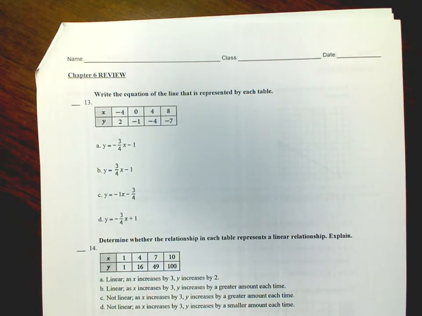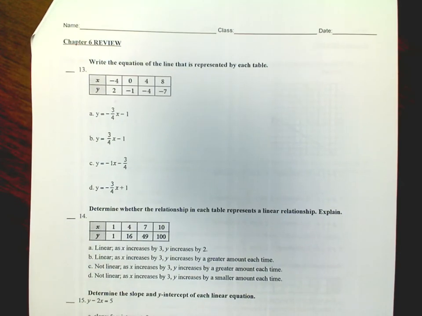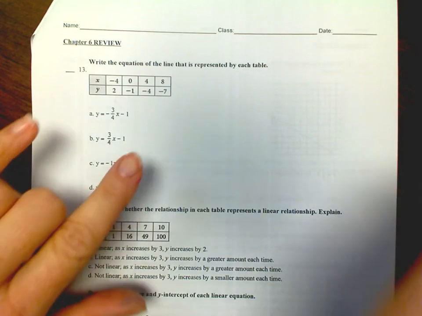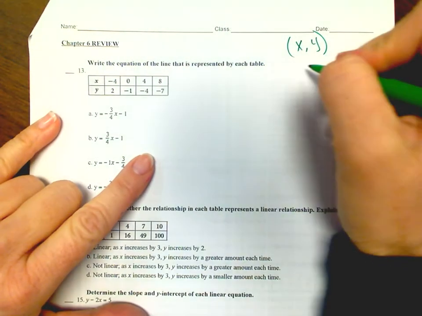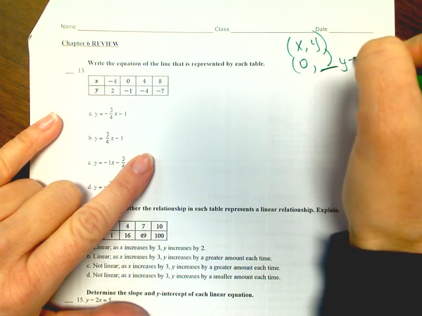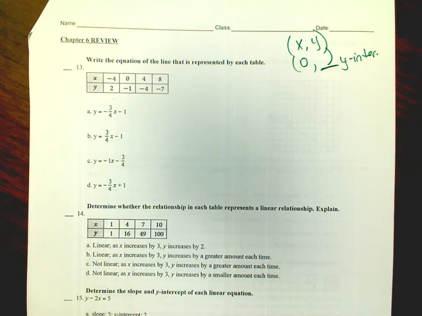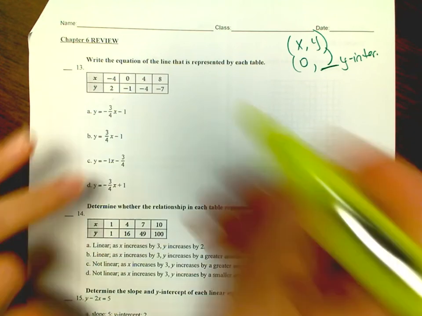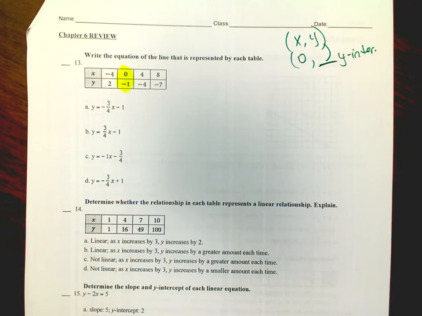Number 13. Write an equation of the line that is represented by each table. So we need to know what our y-intercept is. Remember x, y. To be the y-intercept, x has to be 0, and that is your y-intercept. Do we have an x that's 0? Right there. So we know what our y-intercept is.